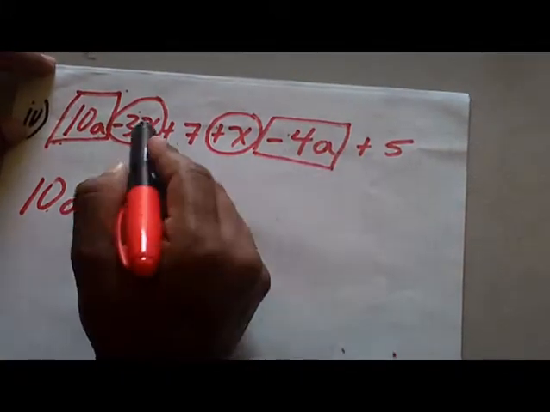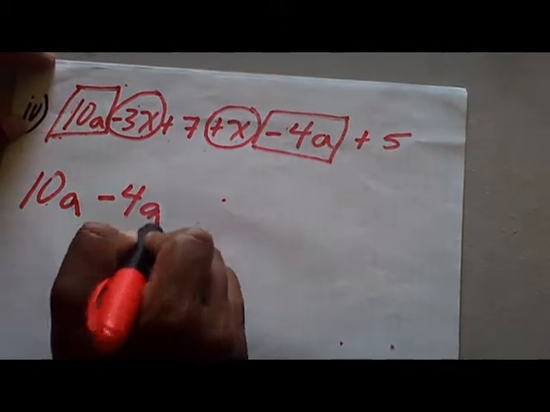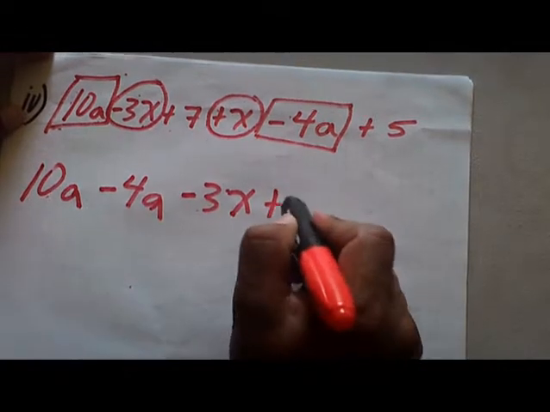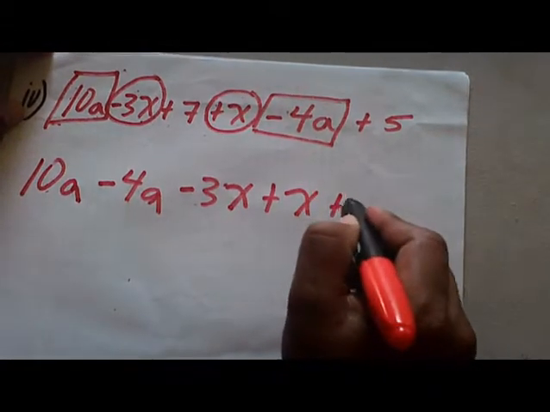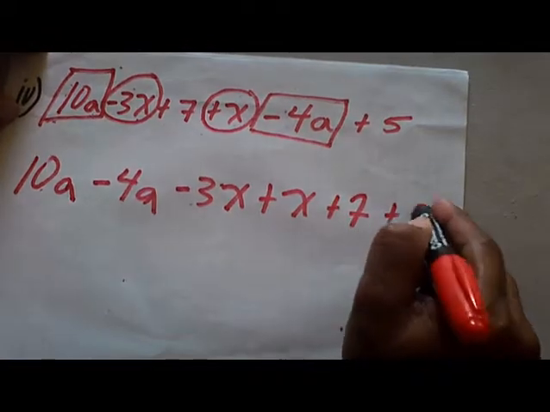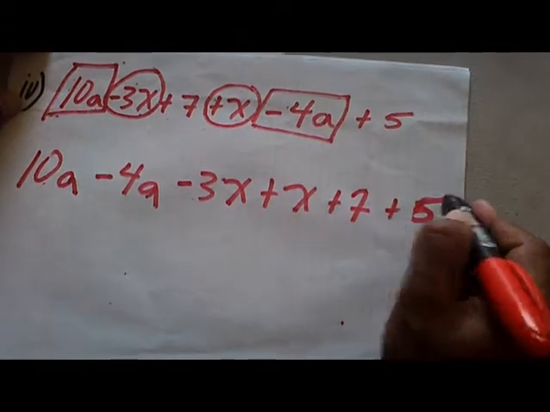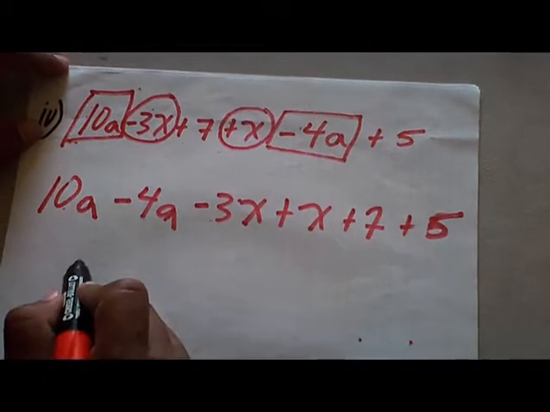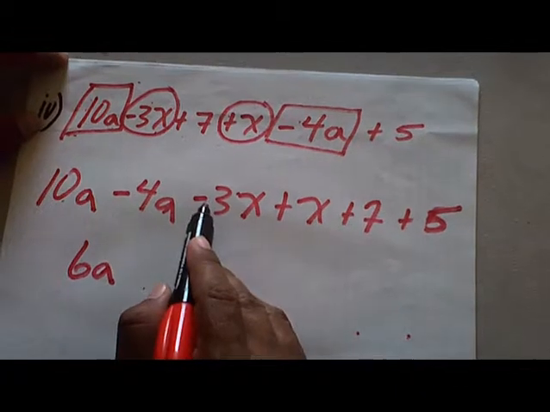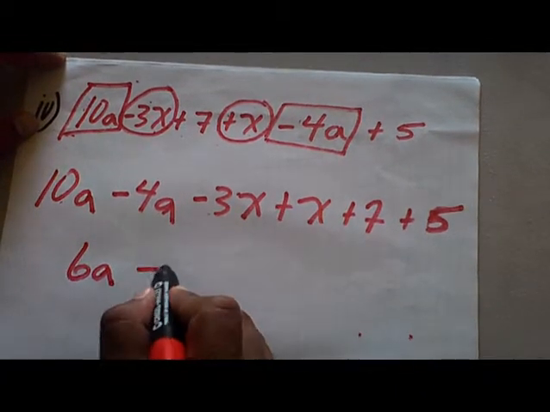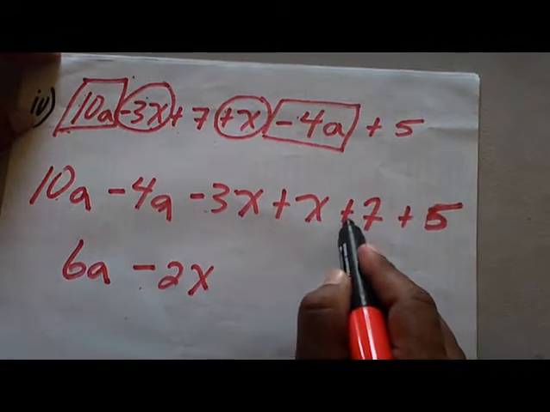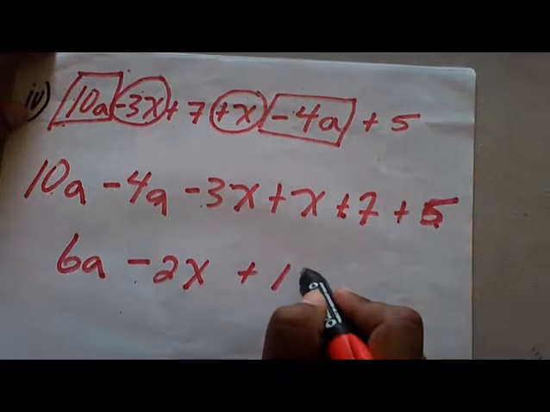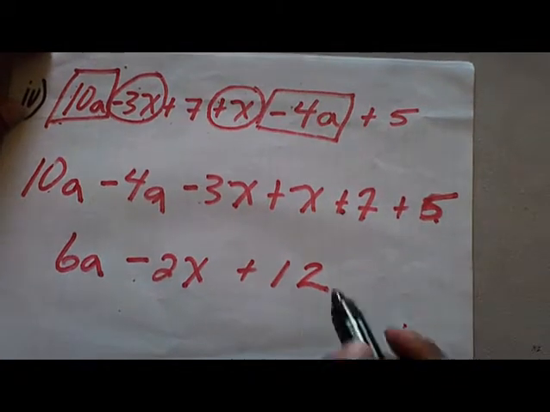10a minus 4a minus 3x plus x plus 7 plus 5. So all terms have been used. Combine like terms now, add and subtract. 10a minus 4a gives us 6a. Negative 3x plus x gives us negative 2x. Positive 7 plus 5 gives us positive 12. And that's our answer.